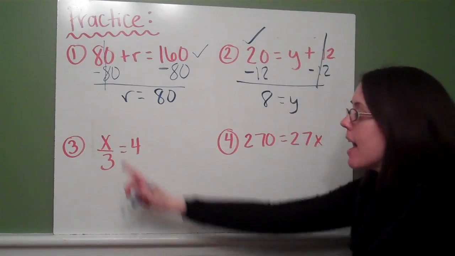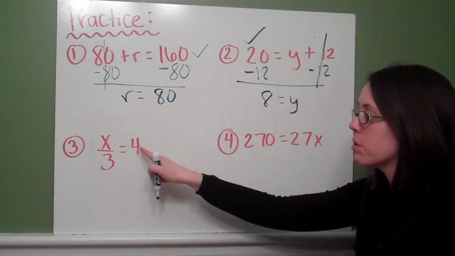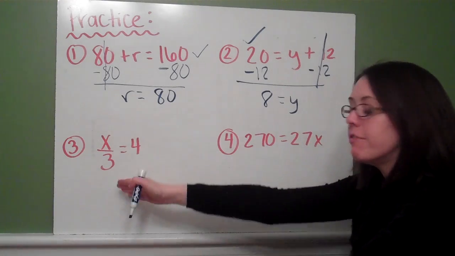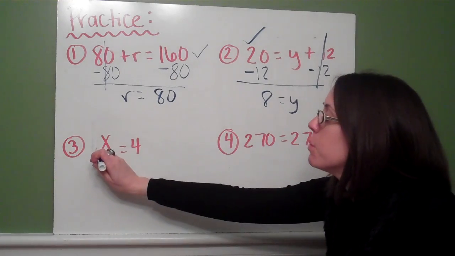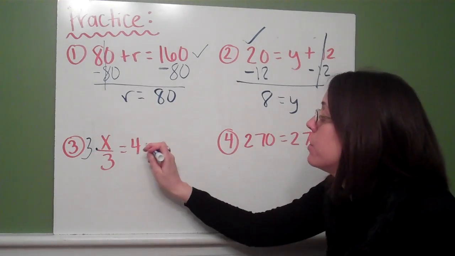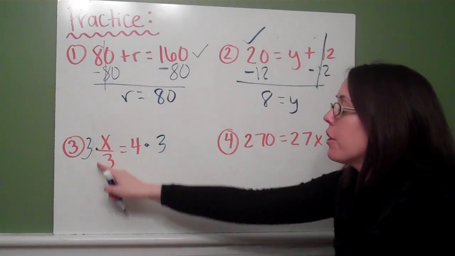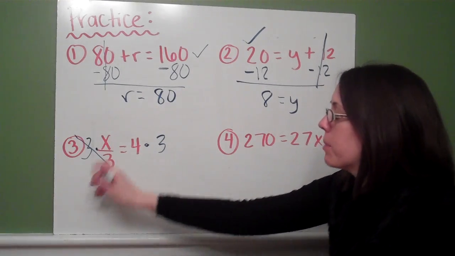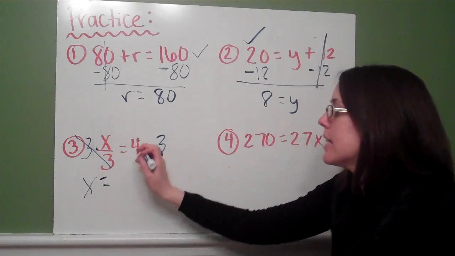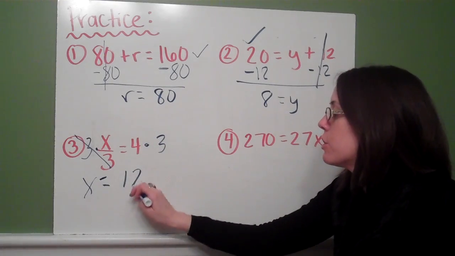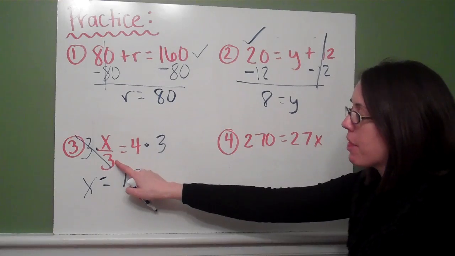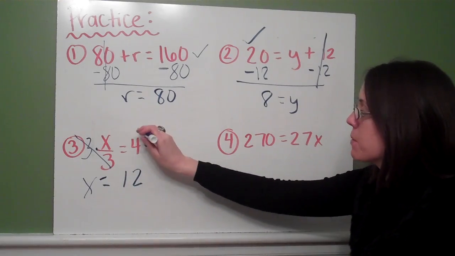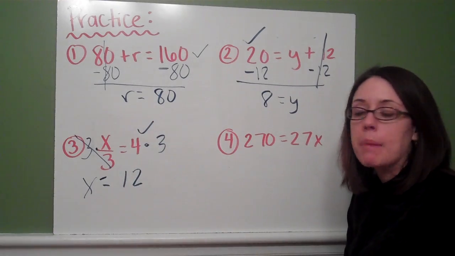Number 3, x divided by 3 equals 4. We have division here, so we have to undo that division by multiplying. If you do it to one side, you have to do it to the other. Your 3's are going to cancel. Bring down your x. X equals 4 times 3 is 12. Let's check to see if we're correct. 12 divided by 3 is 4. 4 equals 4. We have checked our own paper.